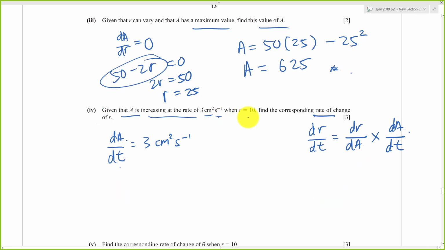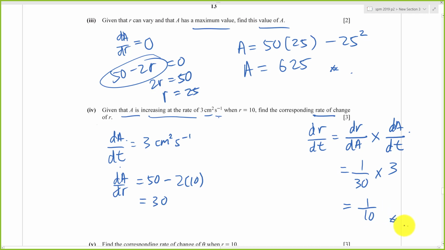So when r equals 10, you can sub in. So dA/dr equals 50 minus 2 times 10, so it equals 30. So dr/dA basically is flipped over, 1 over 30. Multiply by 3, so it's 1 over 10. Alright, just like that. It shouldn't be too difficult.